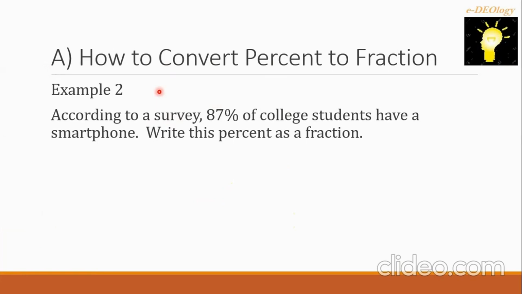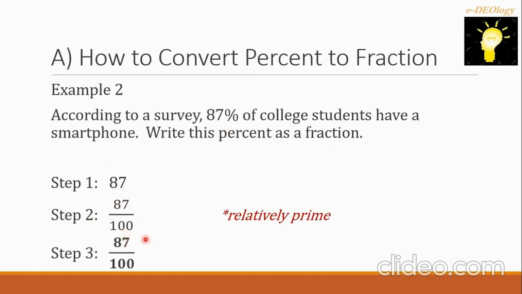Let us see example 2. According to a survey, 87% of college students have a smartphone. Write this percent as a fraction. So step 1, I'm going to copy the 87 without the percent sign. So it's written here now. For step 2, I'm going to put this 87 as numerator and this 100 as denominator.